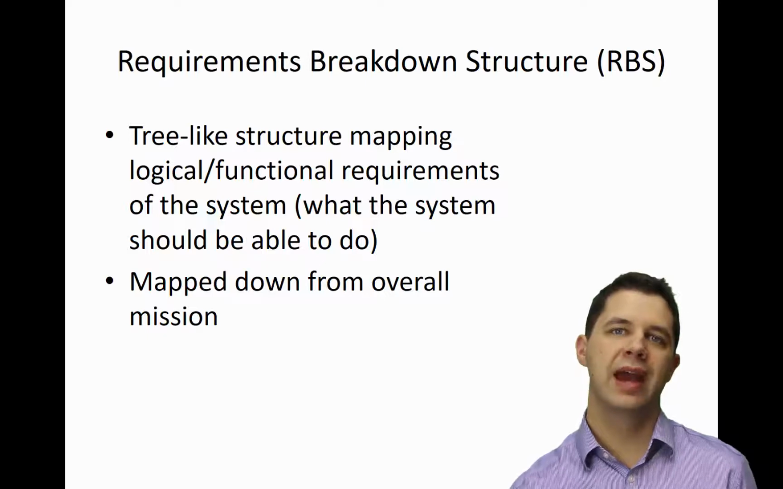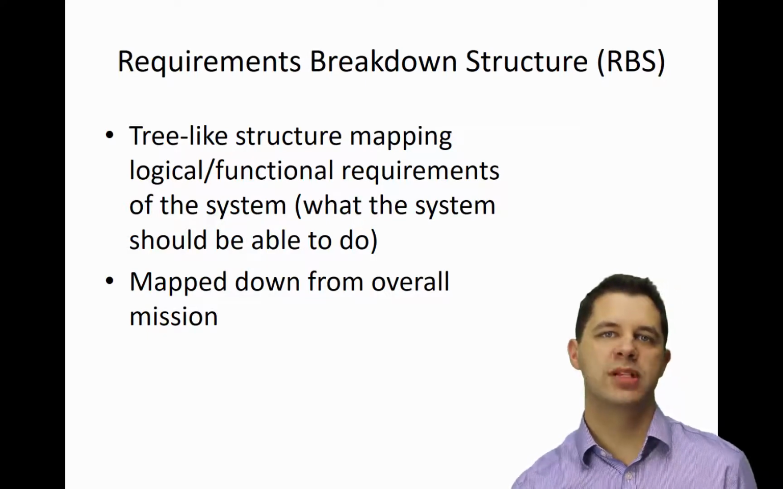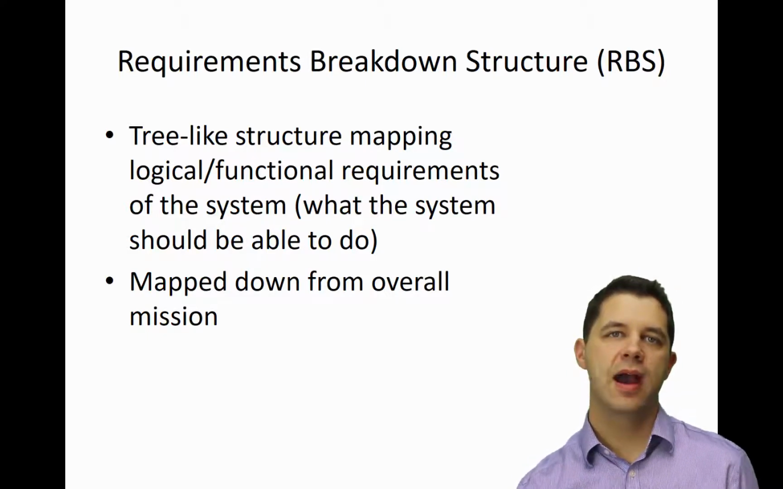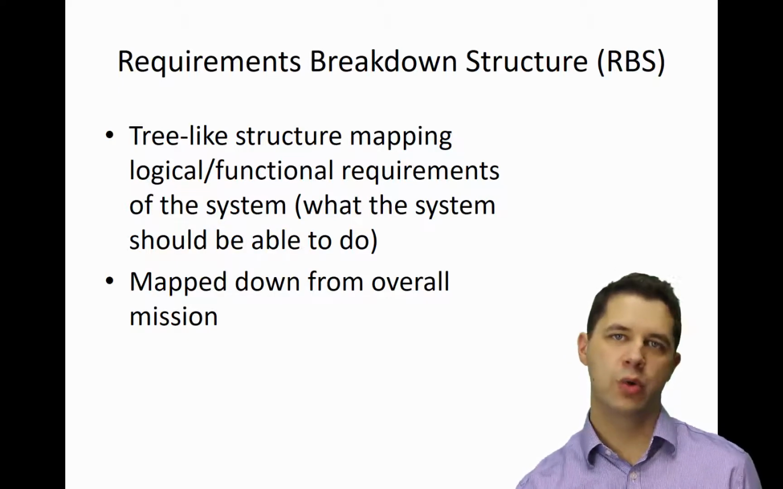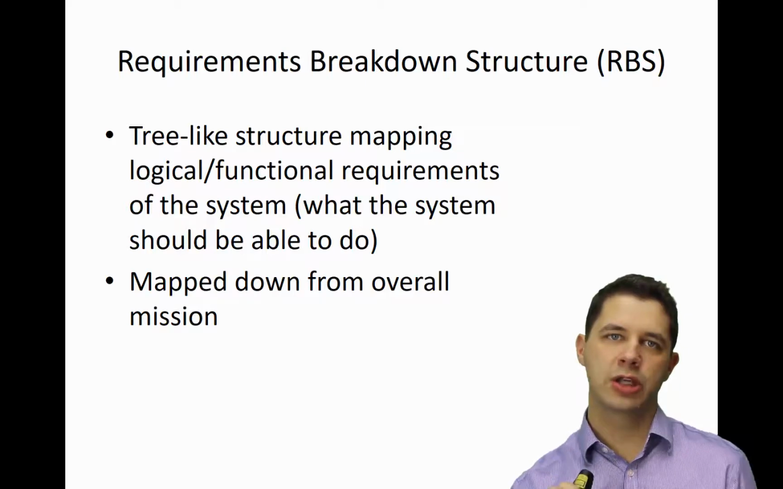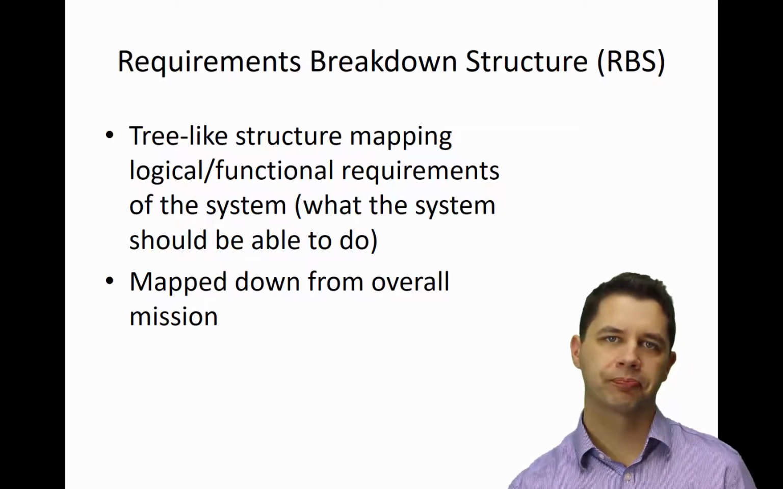Our next tool that we'll be looking at is the RBS, or requirements breakdown structure. Now, our WBS that we just looked at was looking at physical breakdown of work. Here we're looking at logical or functional requirements and breaking down the system in a tree-like structure of logical and functional requirements that the system needs to be able to do. And we map these down from our overall mission.